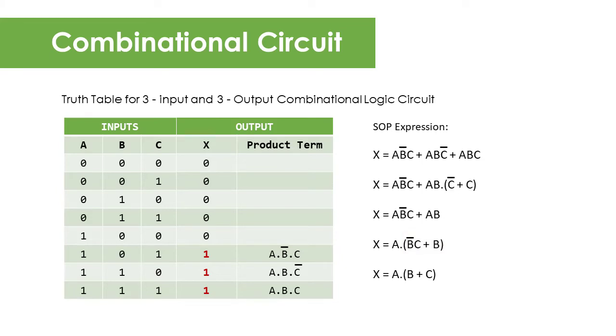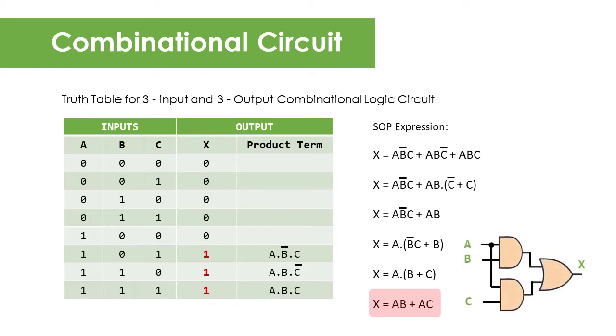Although this expression A quantity B plus C is already simplified, we can still apply the distributive law to follow the standard form when writing an SOP expression, as in sum of product terms. Thus, this expression gives us a final simplified circuit that looks something like this.